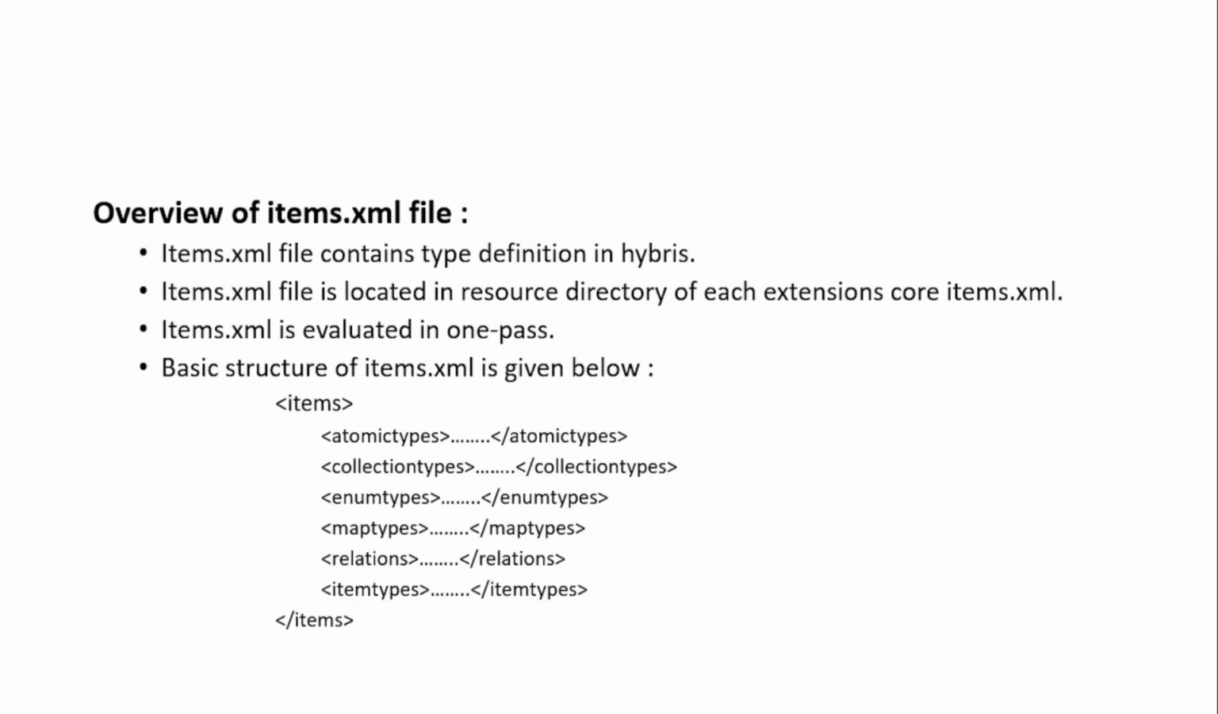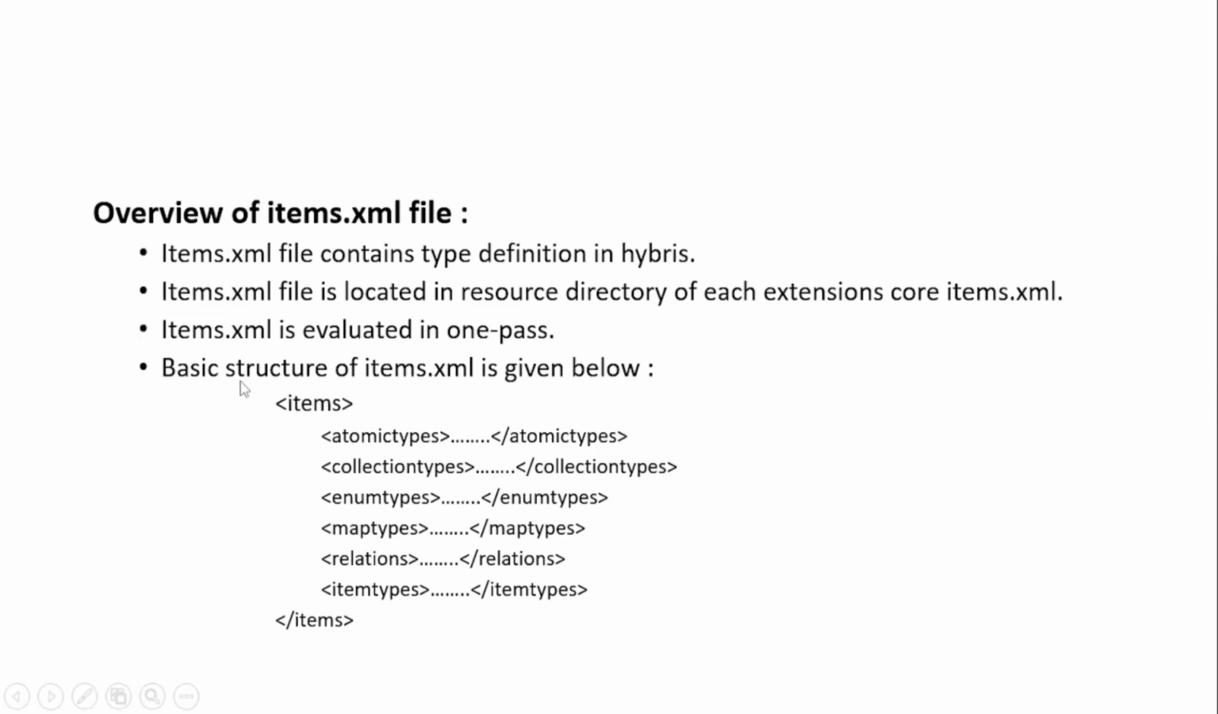And this is a little overview of items.xml. So the items.xml file contains type definitions in Hybris. An items.xml file is located in the resources directory of each extension. Items.xml is evaluated in one pass. One pass means, suppose we have defined an items.xml and we have done some customizations. So during the build it will scan all items at a time. If any typo or any wrong relation happens, it will give a build failure or error at build time.